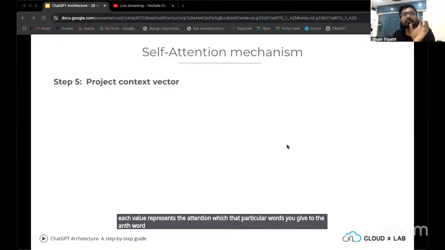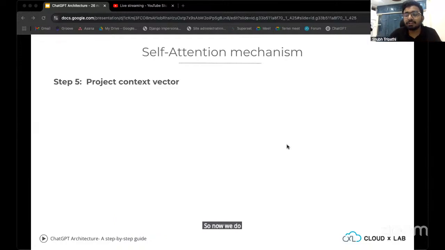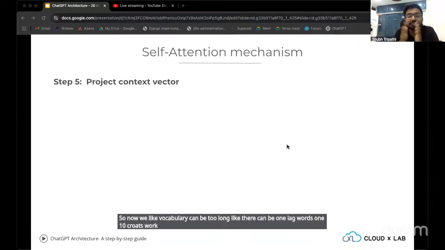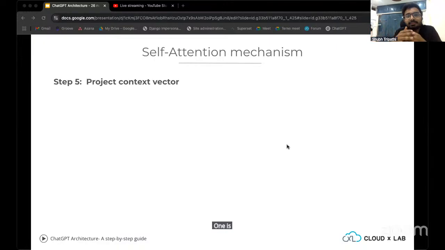So now we do, the vocabulary can be too long. There can be 1 lakh words, 10 crore words. It can be too large. So we cannot pass on the attention scores of a shape like 1 by 10,000 or 1 by 1,000,000.